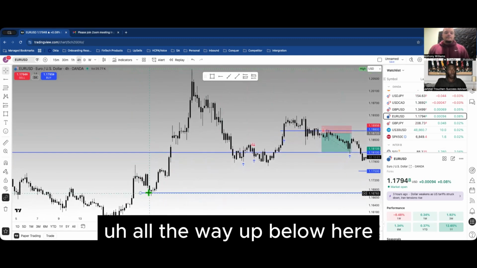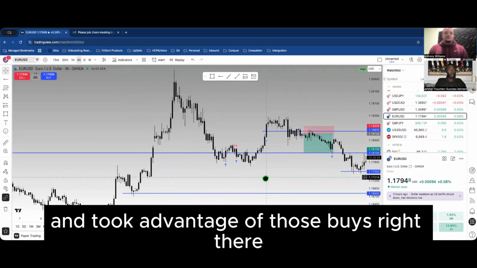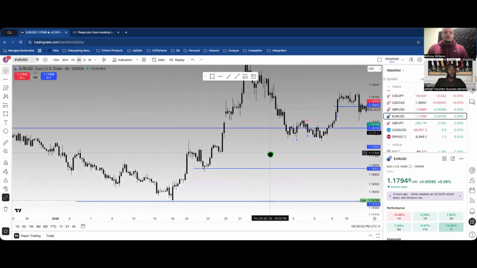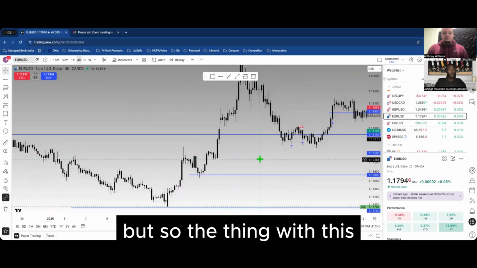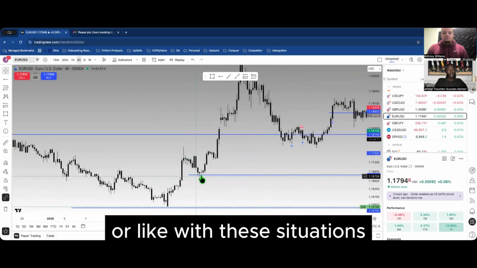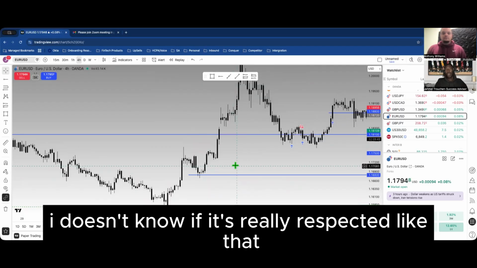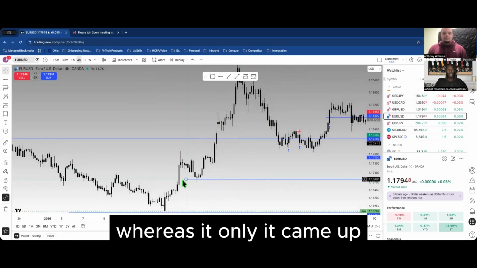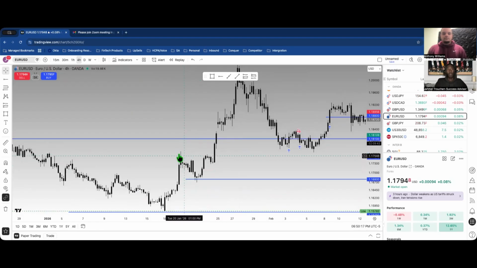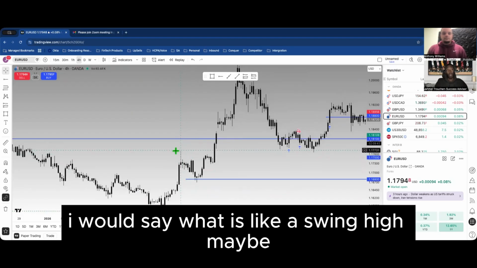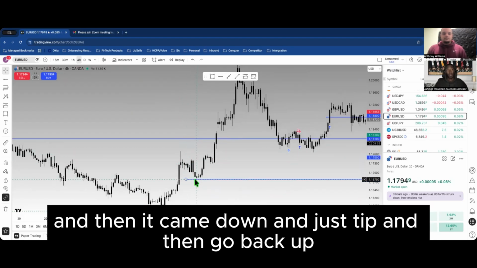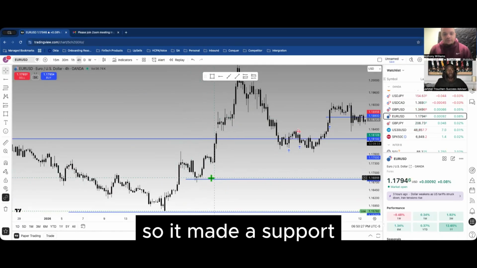All the way up below here. Right there. And you took advantage of those buys right there. But the thing with these situations, I don't know if it's really respected like that. Whereas it came up, I would say what is like a swing high maybe, and then it came down and just tipped and then went back up. So it made a support.